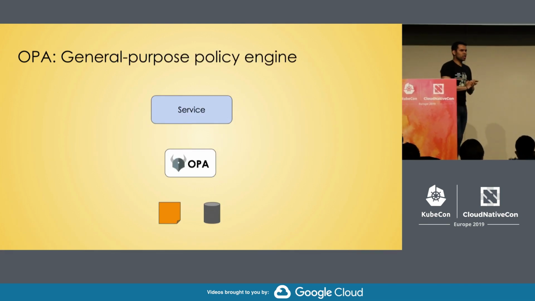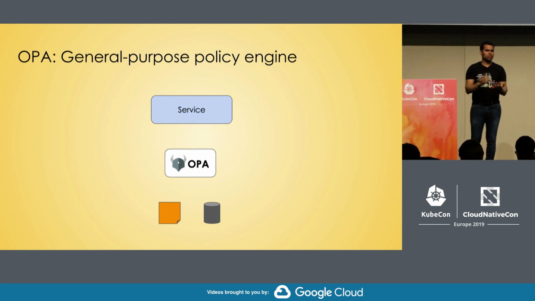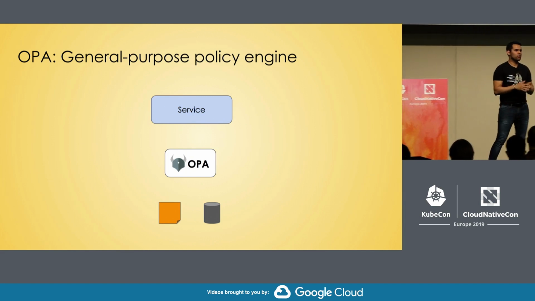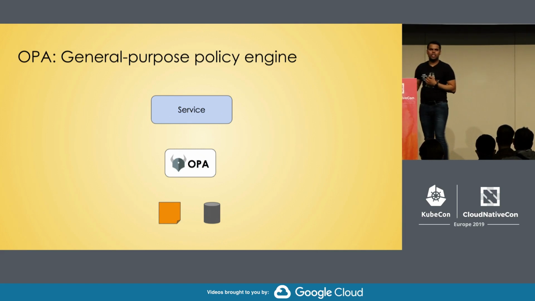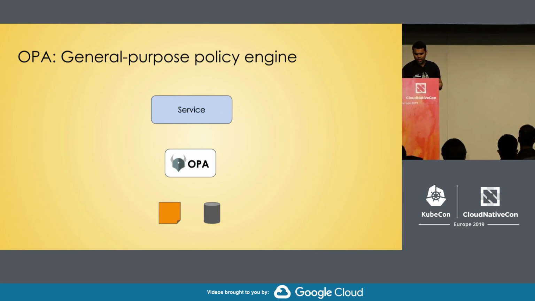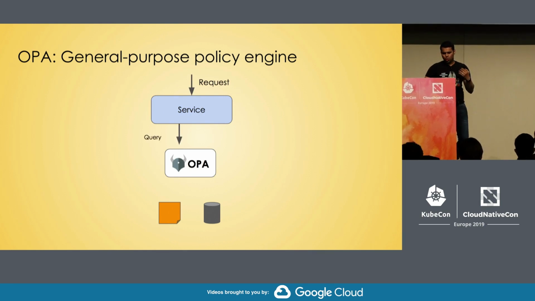And so just to give you a brief of what OPA actually is, imagine you have a service. And this service can be anything. It can be your Kafka, your authorization service, your API gateway, your Kubernetes API server, absolutely anything. And so whenever this service gets an incoming request, it's going to ask OPA whether this query is allowed or not by executing a query.